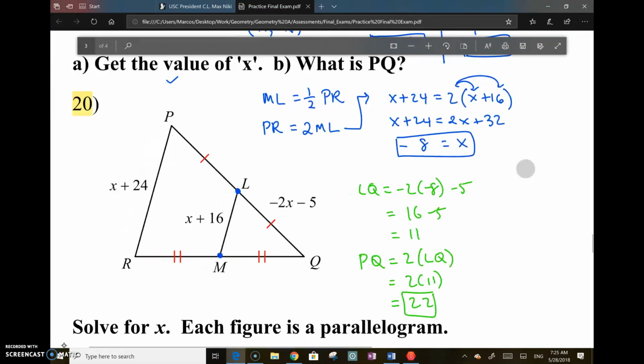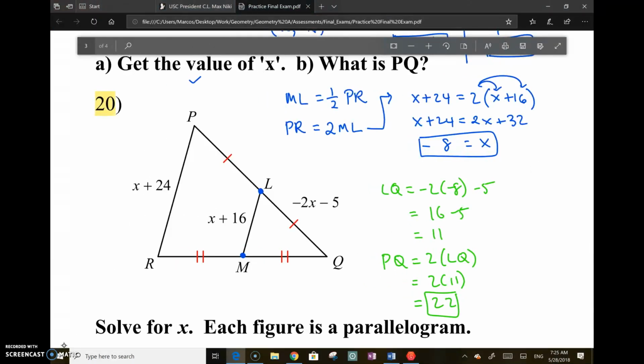So the trick to this really is understanding what a midsegment is and how it relates to the base of a triangle and what it does to the sides of a triangle. And it all involves the midpoint and what that does.